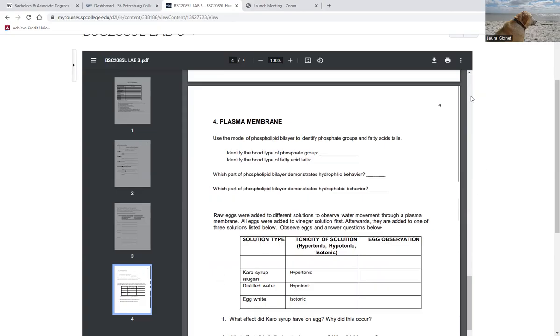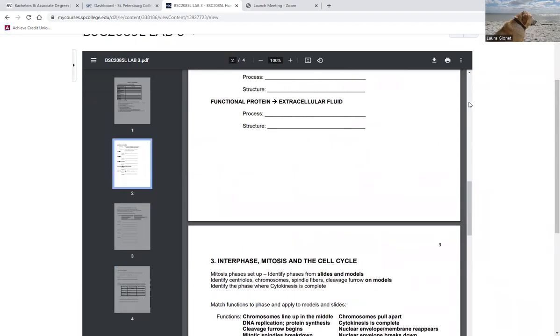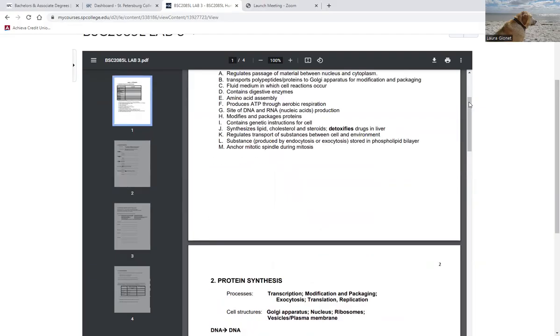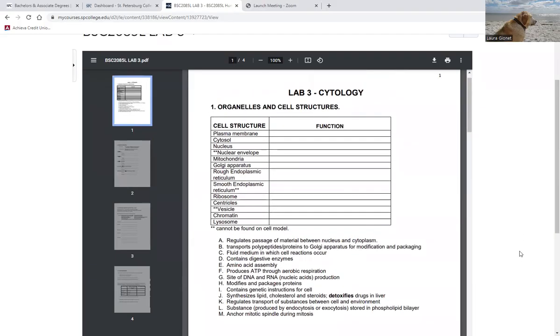And that has to do with, from lecture, whether cells will remain the same size, will they crenate, will they get large, until they finally rupture or lyse. But that's what the last chapter is referring to.